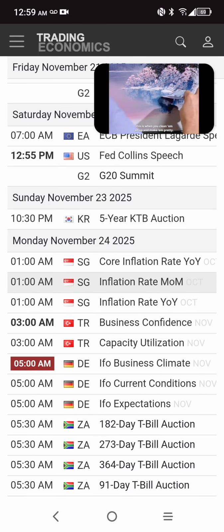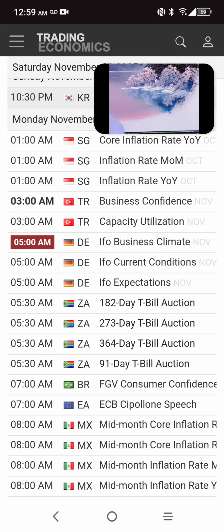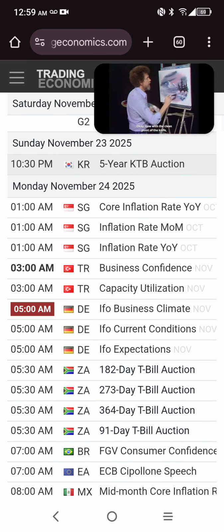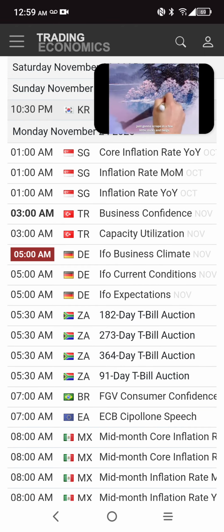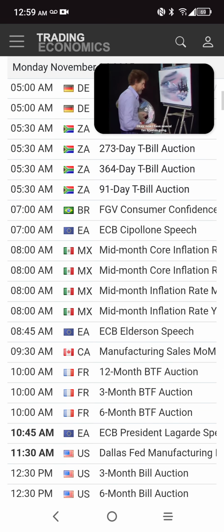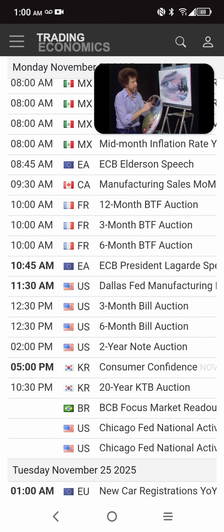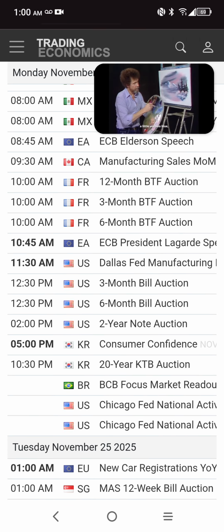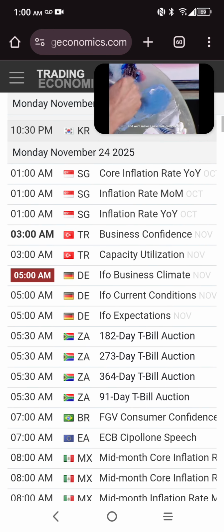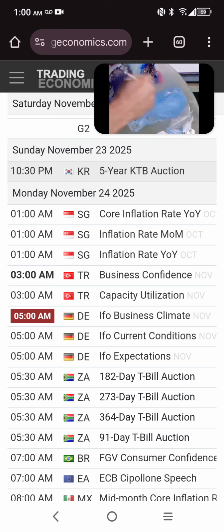So we're going to jump down to Monday, November 24th, and let's see what information is coming out. Red days. I pretty much skip over all of this stuff because you have South Africa, excuse me. You have Mexico. You have the Eurozone. You have Canada, France. Of course, you have the United States. You have the Koreans. You have Brazil. You have all the global industrialized information coming out on this calendar.